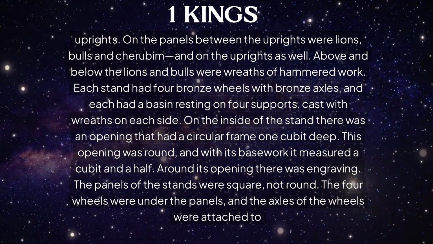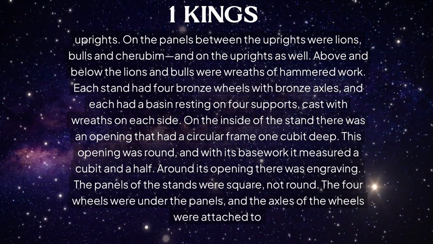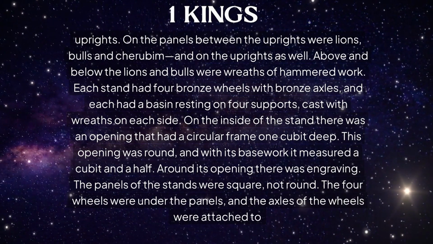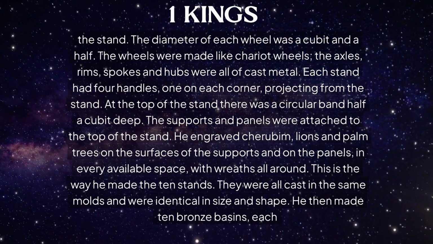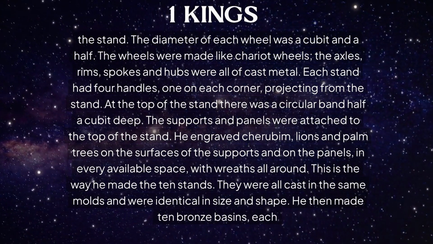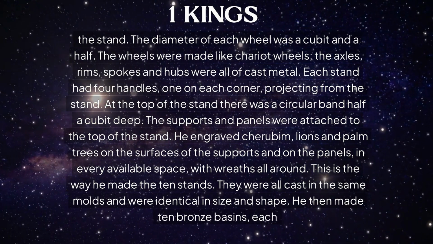Around its opening there was engraving. The panels of the stands were square, not round. The 4 wheels were under the panels, and the axles of the wheels were attached to the stand. The diameter of each wheel was 1.5 cubits. The wheels were made like chariot wheels; the axles, rims, spokes and hubs were all of cast metal.